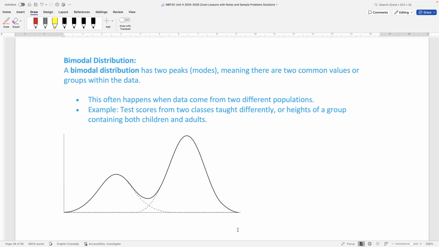Okay. So this happens often when you have data coming from two different populations. For example, test scores from two classes taught differently, two different teachers, two different groups of students. You might have an average of 70 and an average of 90, for example. It depends. For heights of a group of people, this might be a group of adults only. This group might only be children. Okay. So just remember bimodal, two peaks.